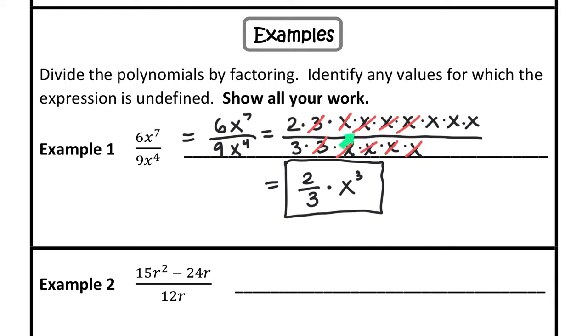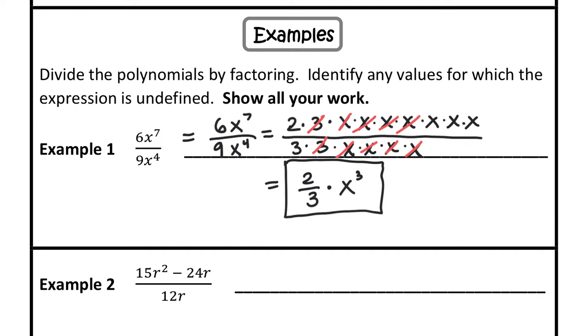So I wrote out all the x's, right? But basically, when you're dividing variables with exponents, you want to think of subtraction. What's 7 minus 4? 3. See, there were 7 x's on top, 4 on the bottom. You cancel 4, and then you're left with 3.